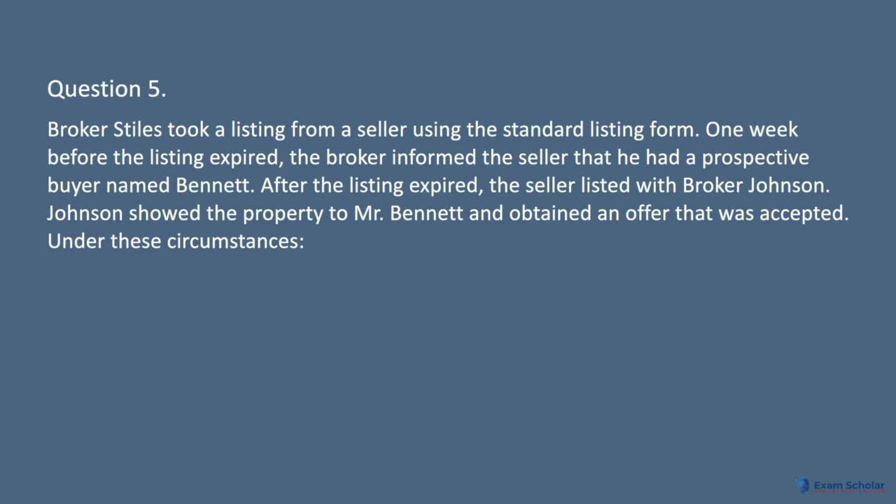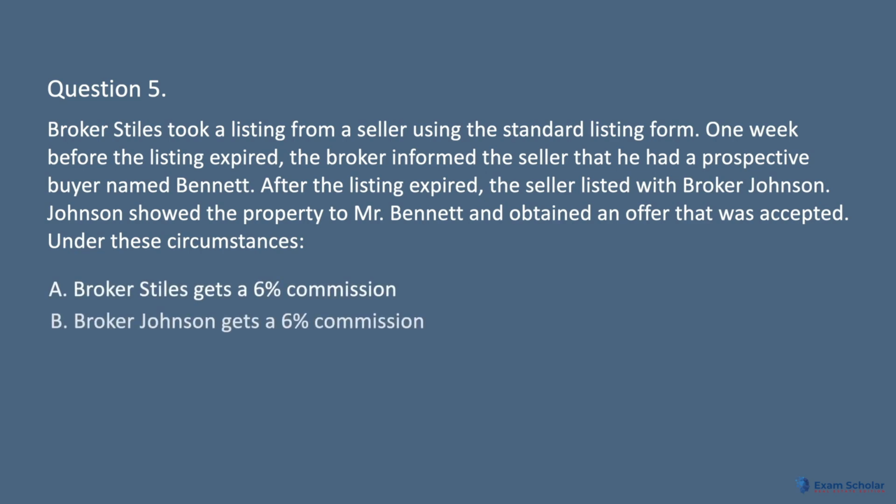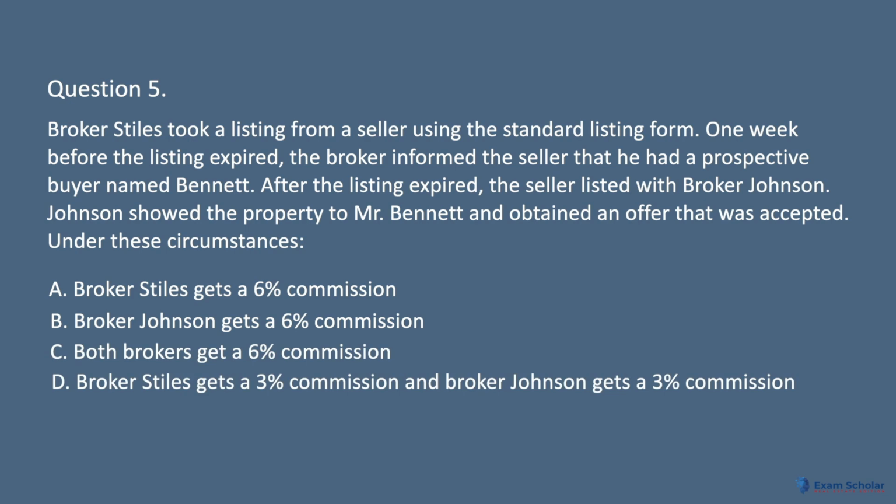One week before the listing expired, the broker informed the seller that he had a prospective buyer named Bennett. After the listing expired, the seller listed with broker Johnson. Johnson showed the property to Mr. Bennett and obtained an offer that was accepted. Under these circumstances, A. Broker Styles gets a 6% commission. B. Broker Johnson gets a 6% commission. C. Both brokers get a 6% commission. D. Broker Styles gets a 3% commission and Broker Johnson gets a 3% commission.